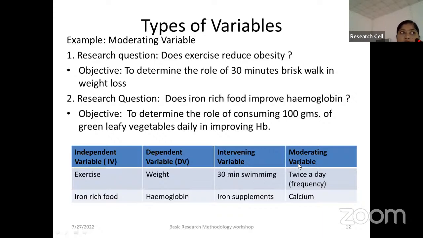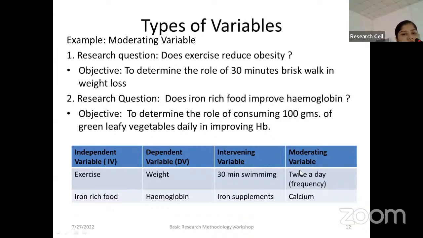And the moderating variable would be the frequency of swimming. Maybe the person is practicing swimming twice daily. So practicing swimming twice daily is influencing the effect of 30 minutes swimming. It is moderating, or it is strengthening or weakening, the effect of your intervening variable. And as a result, it will change the relationship between your cause and effect.